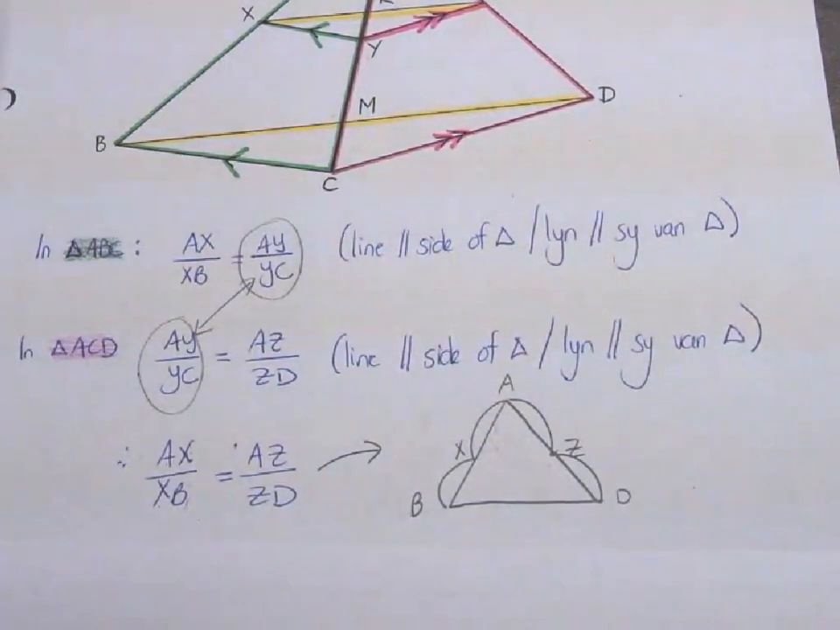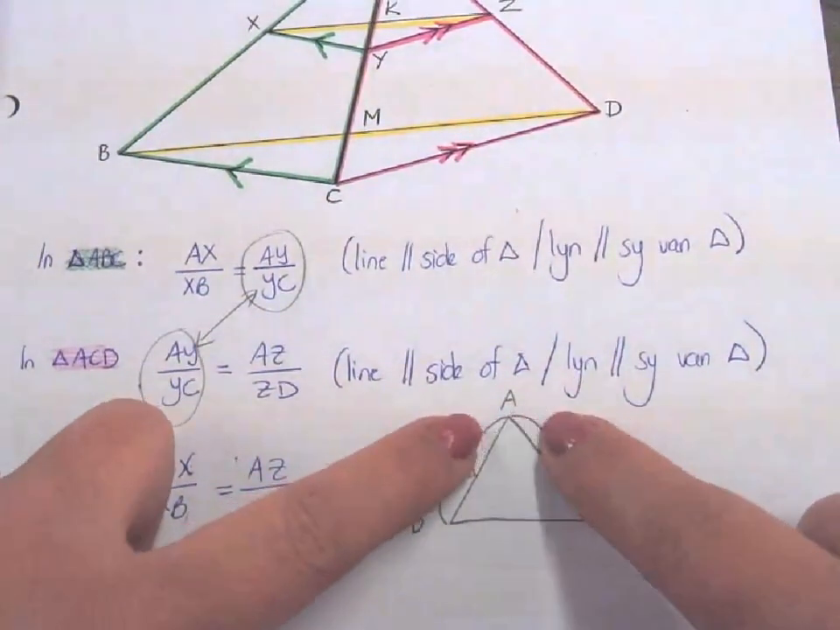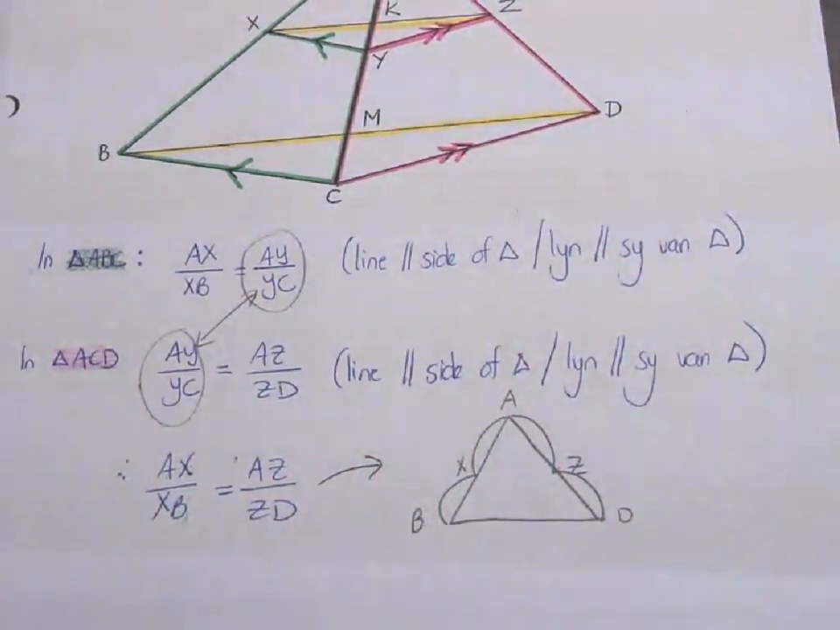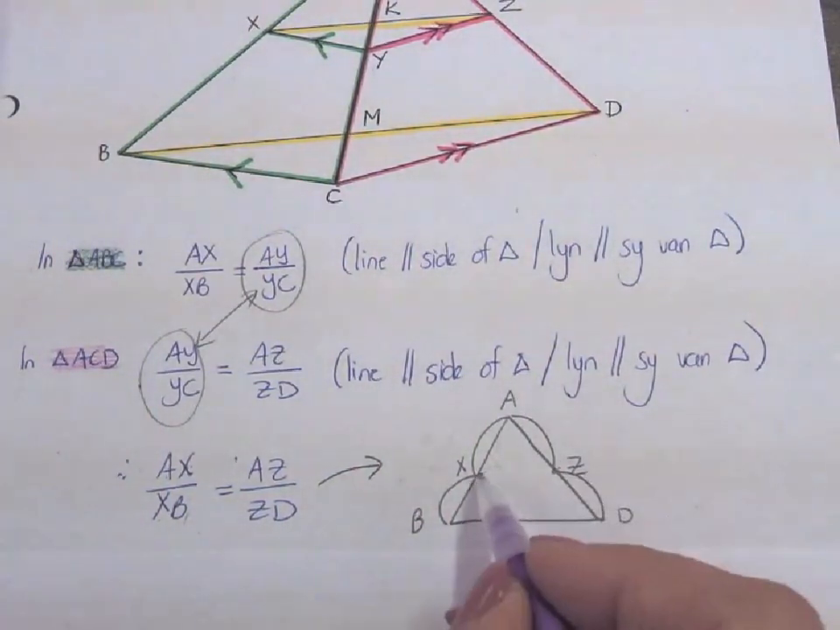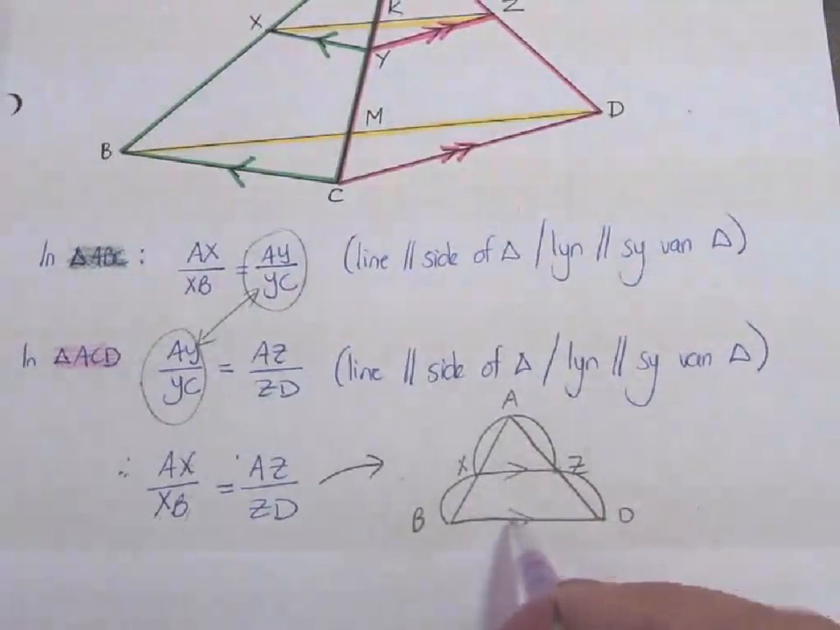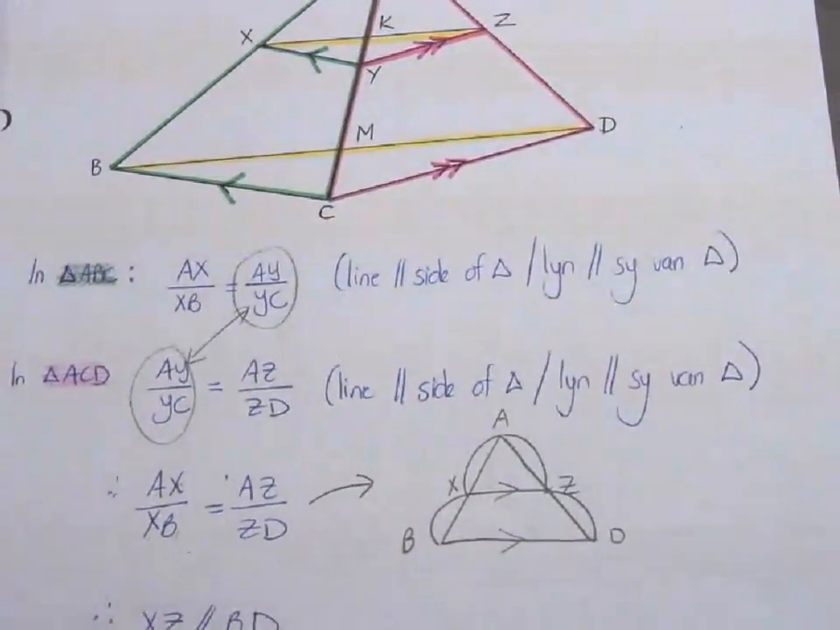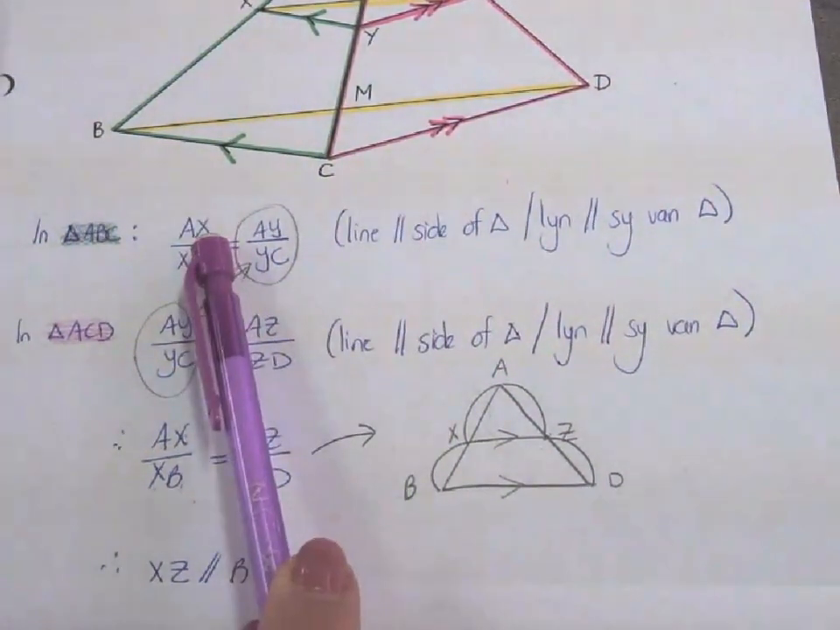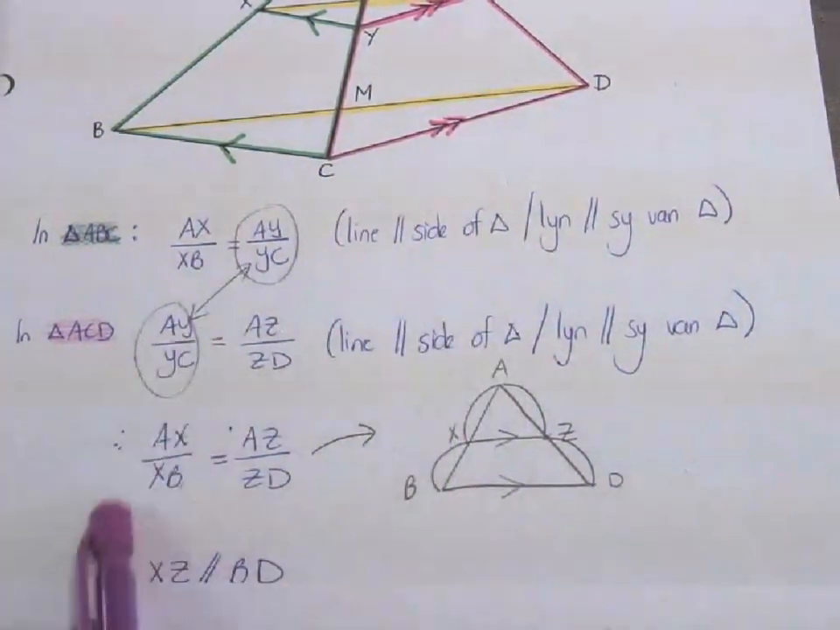Now this is the inverse of theorem 1. If you have two proportions that are the same on both sides of the same triangle, what is the conclusion? These lines are parallel. And that's what we need. You don't write the reason here. You gave your statement and your reason, and these are deductions.